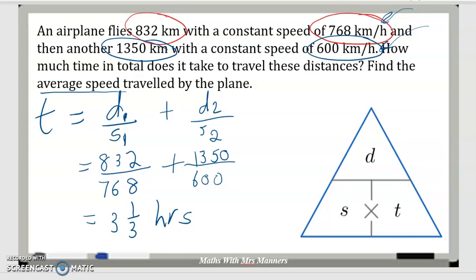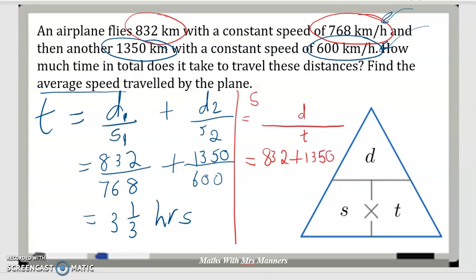Now the next thing we get asked is to find the average speed traveled by the plane. So let's just see if we can fit it in here. Speed is equal to your distance traveled over time. Now in this question, in order to work out the distance traveled over the time, well, the distance part's pretty easy. It travels 832 kilometers, and then it travels another 1,350 kilometers. And then the time taken, well, I just worked out that the whole journey takes 3 1/3 hours. So I can divide by 3 1/3.